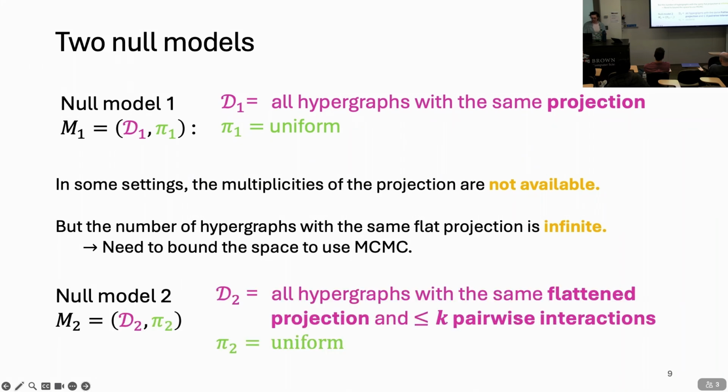So the way that we do this is we say the null set is all hypergraphs with the same flattened projection, and we upper bound the number of pairwise interactions. And again, we have the uniform distribution.